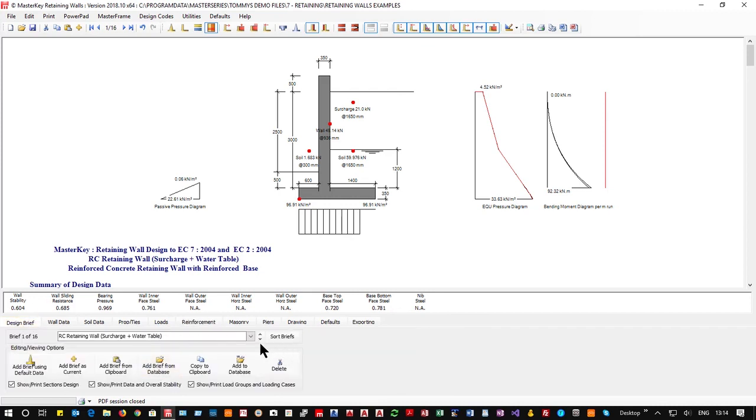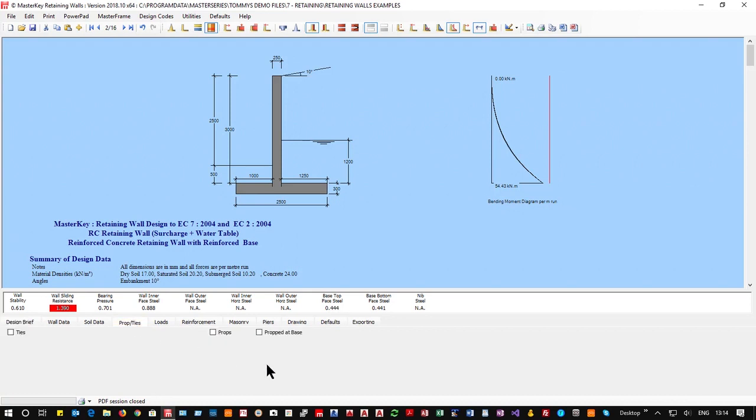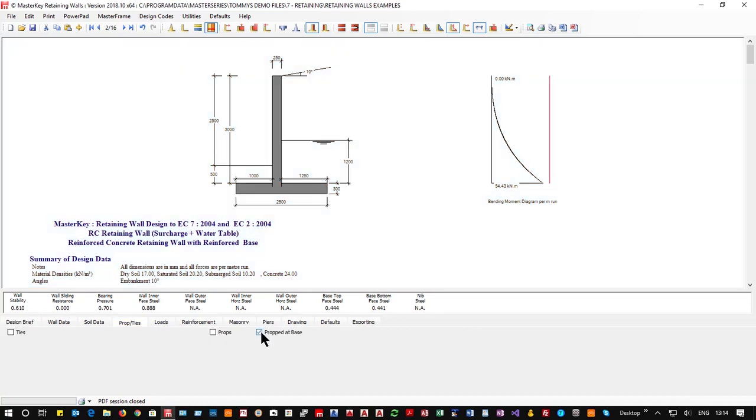So back and look at the different types. We can now see we've put a sloping soil on, and that has given us a little problem with our sliding. So sliding, we need to get more weight, so we need to have a longer base, or we need to prop it. The propping is the easiest option if that is the case. So prop that base and then we're okay.